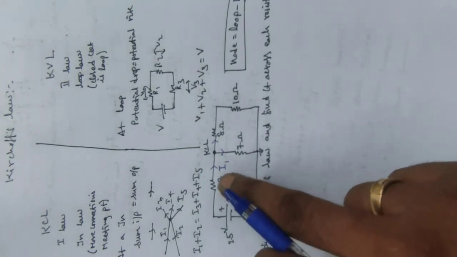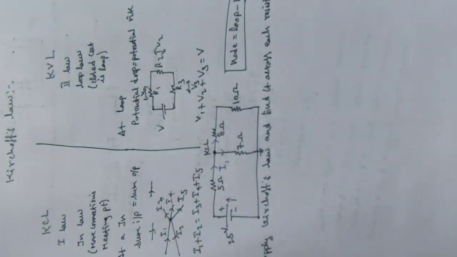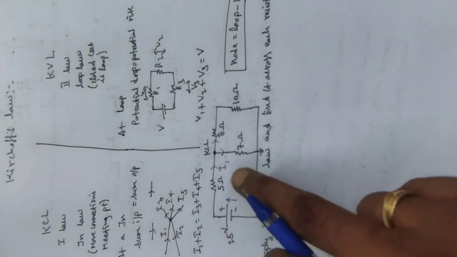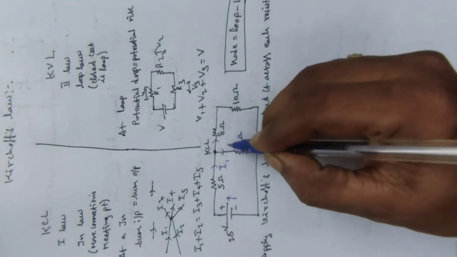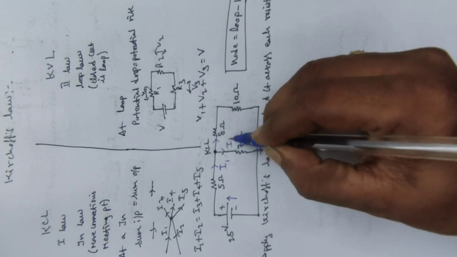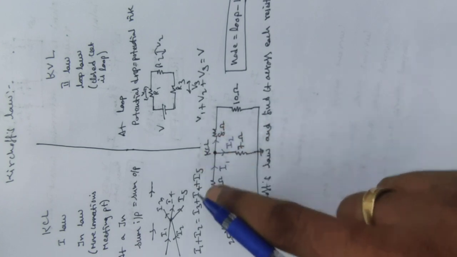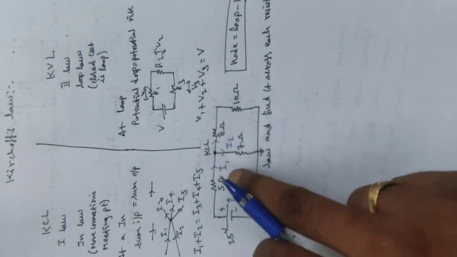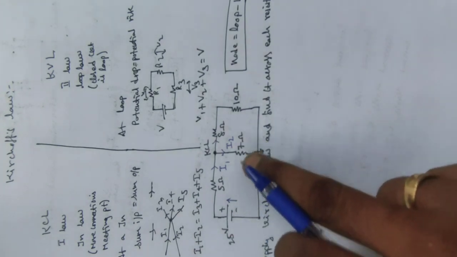This I1 current is getting divided into 2 currents. The first current is coming to the source, and for that I need to declare a second variable, so I am naming it I2. Here I need not write I3. Why? Because we have already declared I1 and I2, 2 unknown variables, since we have only 2 loops.